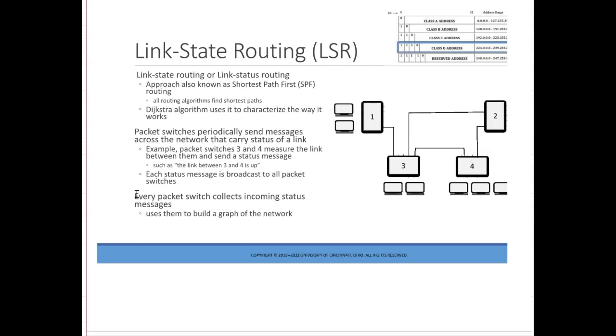Recall, when we first discussed IP version 4 addressing, we said there were 5 classes, A through E, with A, B, and C assigned to networks, and D is the range of addresses assigned for multicasting.